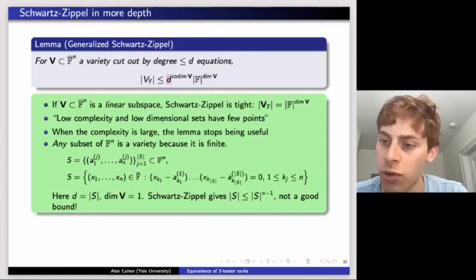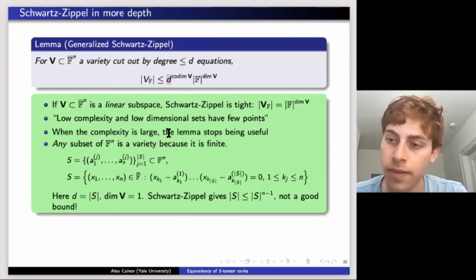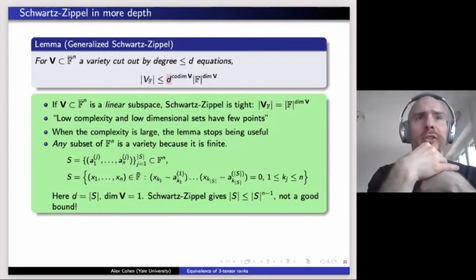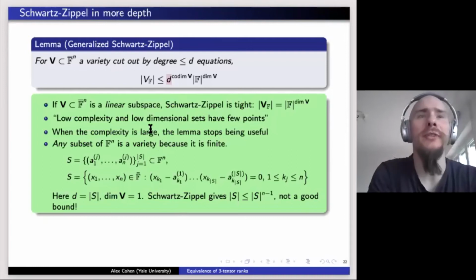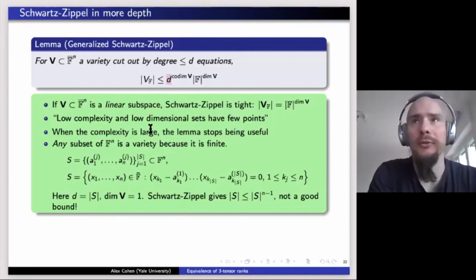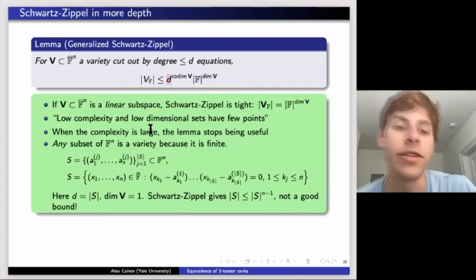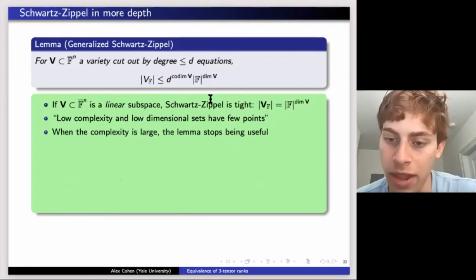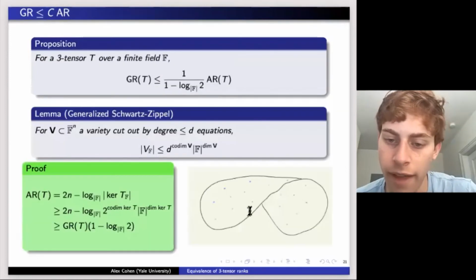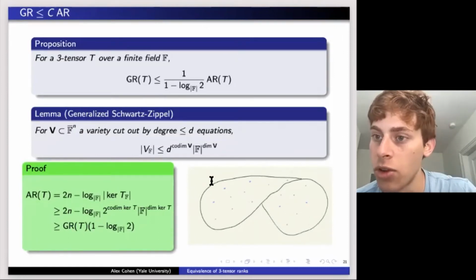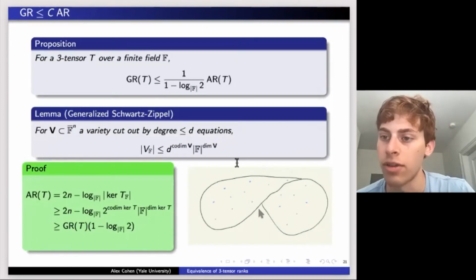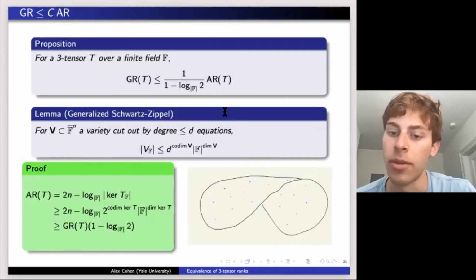Okay, any questions about Schwarz-Zippel? Maybe it's a good idea to briefly mention what the codimension and dimension of V are. Oh, yes, okay, right. For instance, with the potato chip, the potato chip is like the variety V. Then the dimension is 2, because it's a 2-dimensional potato chip, and the codimension is 3 minus 2, which is 1. That's the number of remaining directions.